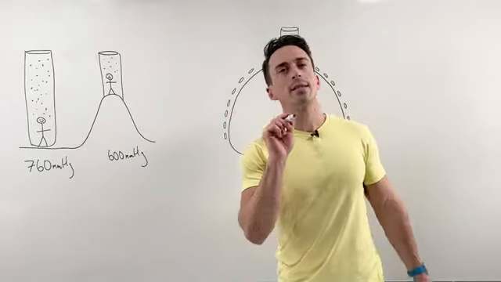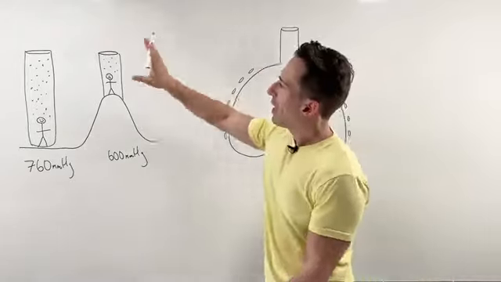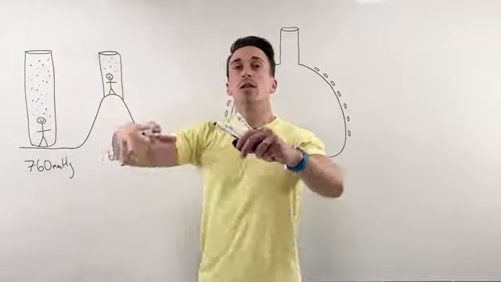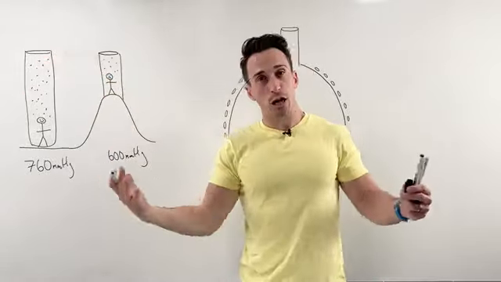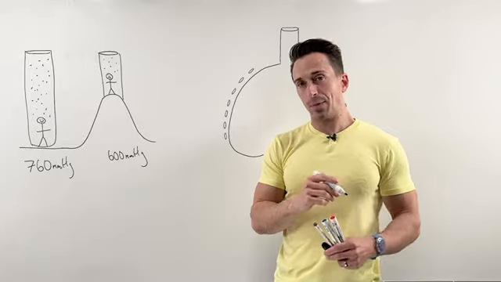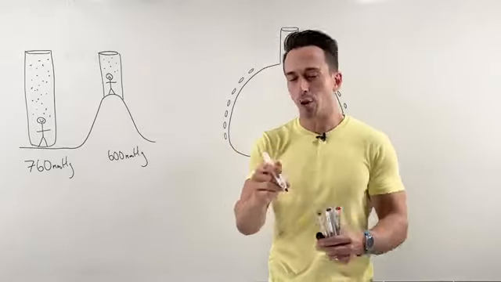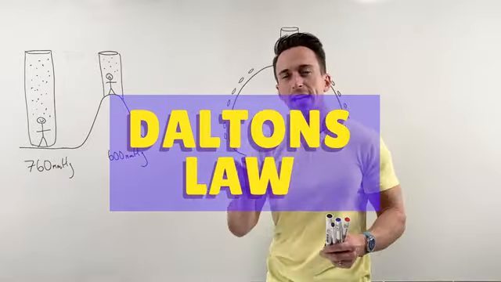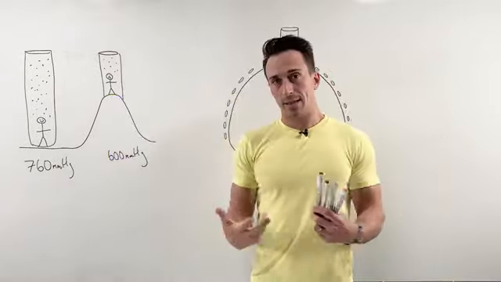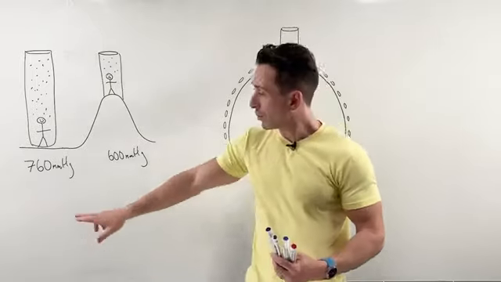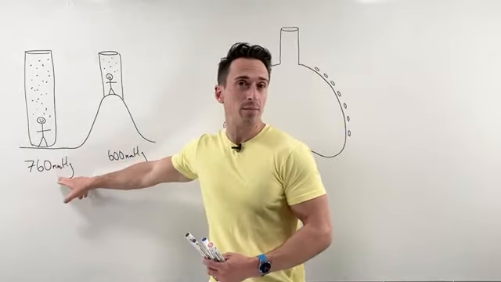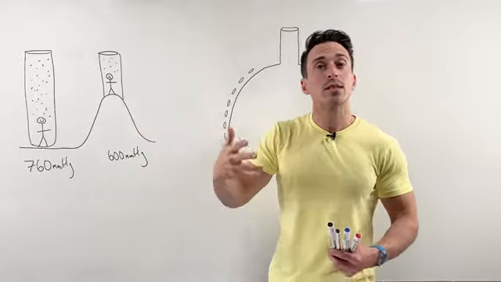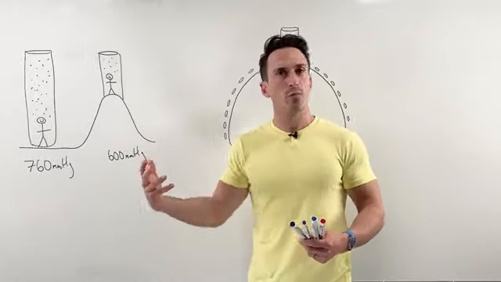Now, the reason why this is important is this. The gas molecules that are surrounding me right now are a mixture of different gases. And now we're going to start talking about something called Dalton's law. Dalton's law basically states that in a mixture of gases, the total pressure, so in this case, 760 millimeters of mercury, is equal to the sum of all the individual pressures.